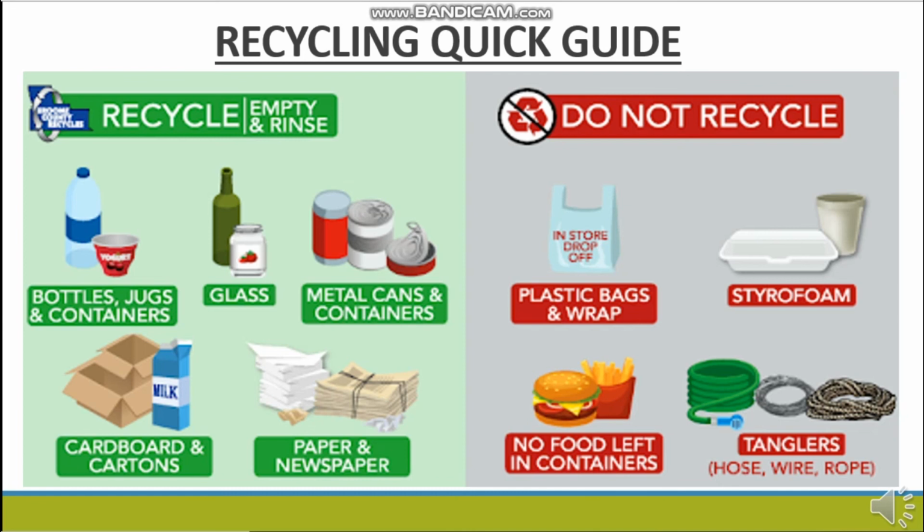But you see that there are certain materials which cannot be recycled properly. For example, plastic bags and wraps, styrofoam, the food which is left in the containers, and tanglers, for example the hose, wire and rope. So we need to use less of these materials which cannot be recycled.